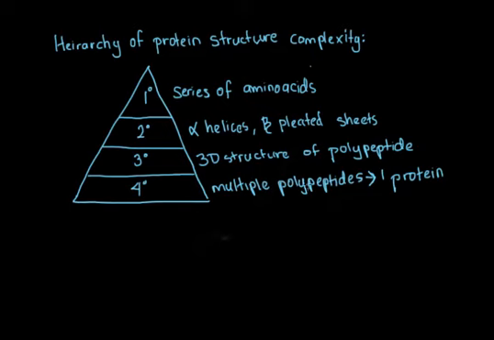A good example of this is hemoglobin. Hemoglobin has 4 domains, and it's written Hb for short, but it shows up in the MCAT quite often, so that'll be a good one to know.